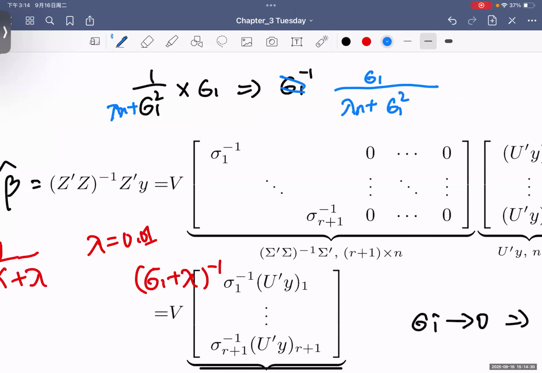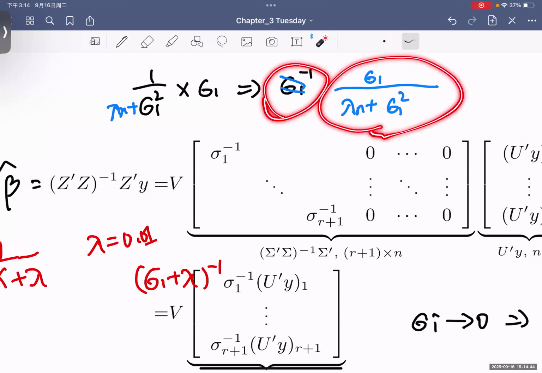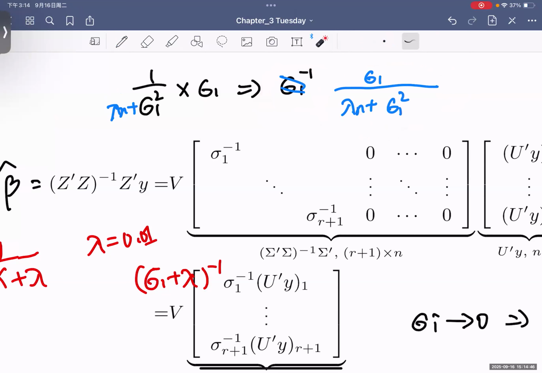It's not necessary for you to calculate the whole step, just understand how lambda n eventually influences the result. It just changes sigma 1 inverse to sigma 1 over (lambda n plus sigma 1 squared). Therefore, if sigma 1 is small, it's okay, the term will become 0. It doesn't become infinity, it becomes 0.